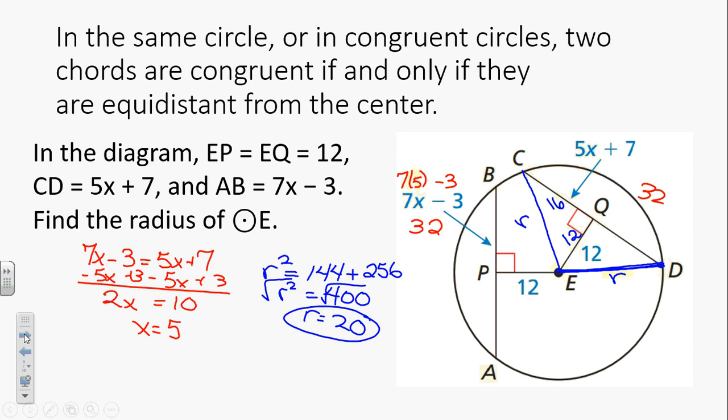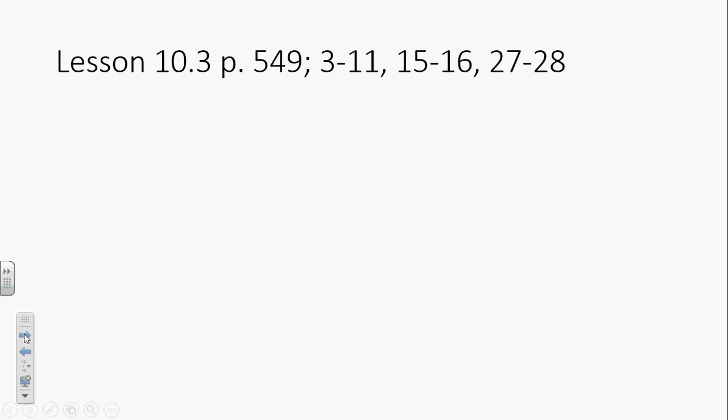It's also here. And if you started early, you're probably halfway through it already.